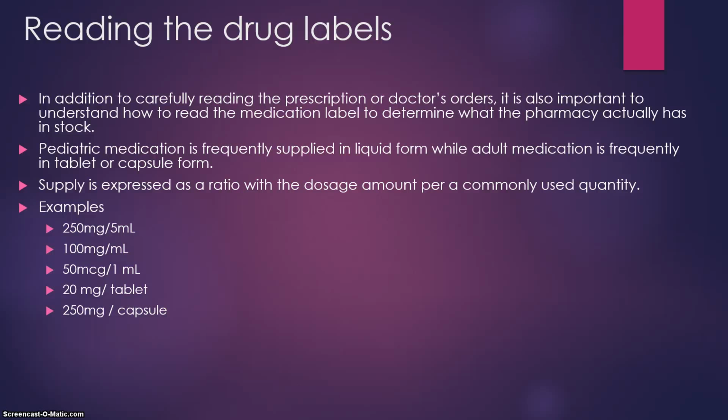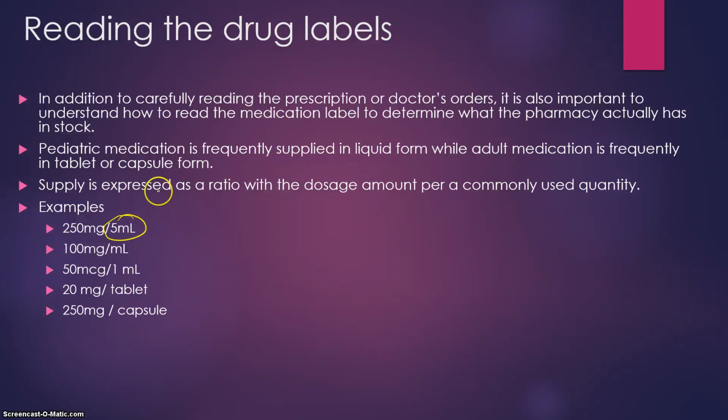So in addition to carefully reading the prescription or doctor's orders, it is also important to understand how to read the medication label to determine what the pharmacy actually has in stock. Pediatric medication is frequently supplied in liquid form, while adult medication is frequently in tablet or capsule form. Supply is expressed as a ratio with the dosage amount per a commonly used quantity. So for example, 250 milligrams over 5 ml. The commonly used quantity is the 5 ml. And for us, it would be a teaspoon.